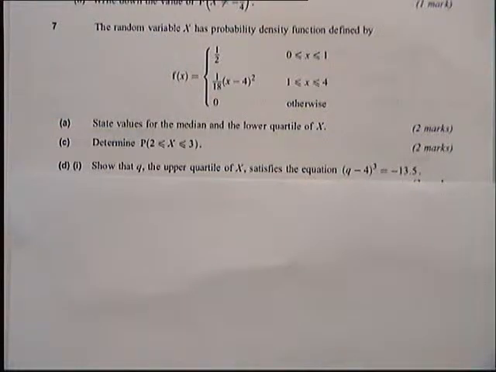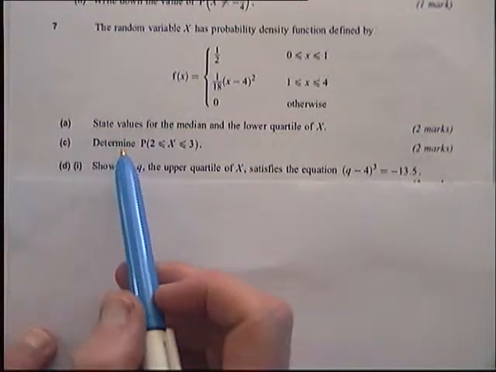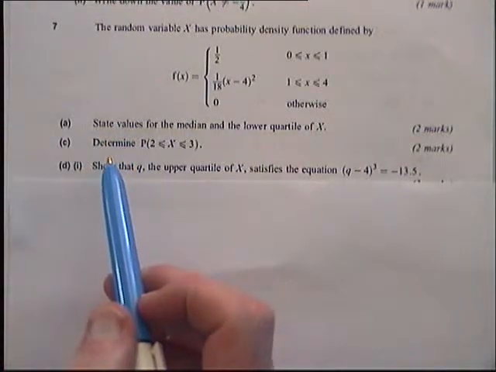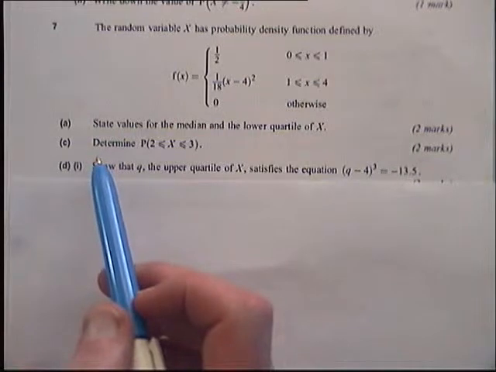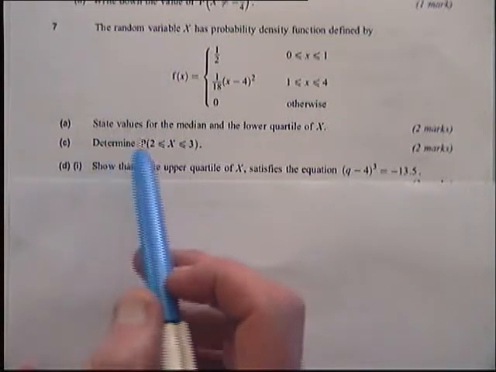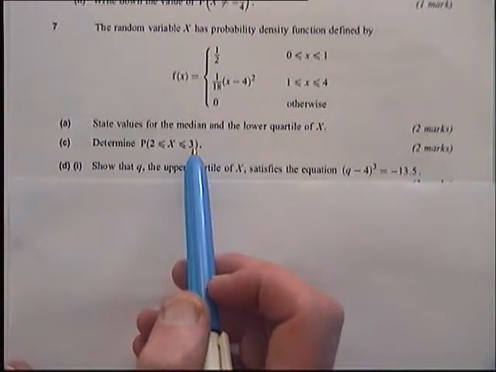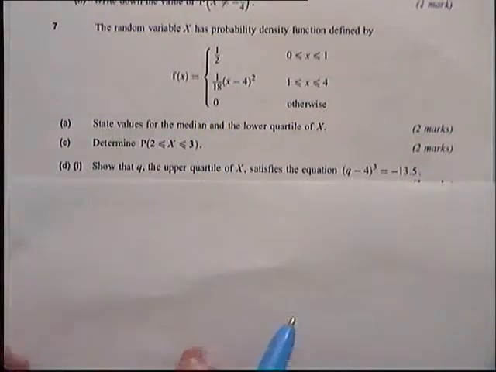Continuous random variables, the fourth question, the one labelled question 7. It says here state values. They don't want you to do any calculation. They just want you to spot what it is. Okay? State the values for the median. The median is where the area so far equals a half.